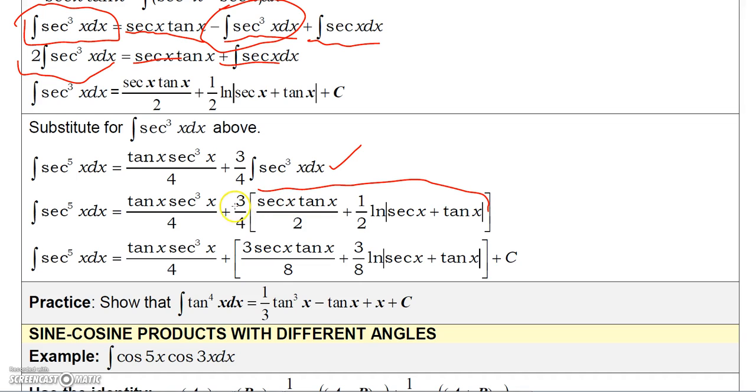And then the last step, just go ahead and distribute the 3/4 through each term and add your c, and you got your final answer. And so that, like I said, that one was pretty extensive. And there's also a practice problem down there if you want to do another one that's similar to this.